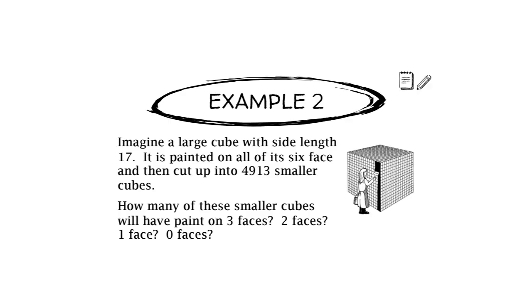In this example, you're asked to imagine a large cube with a side length of 17. It's painted on all 6 faces, and then it's cut up into 4,913 smaller cubes. And in case you aren't aware, 4,913 happens to be 17 cubed. So you can see in the diagram here, it's cut up into all these little 1 by 1 by 1 cubes. And the question that we're asked, actually there's many questions to this problem, it says how many of these smaller cubes will have paint on 3 faces, 2 faces, 1 face, or 0 faces?